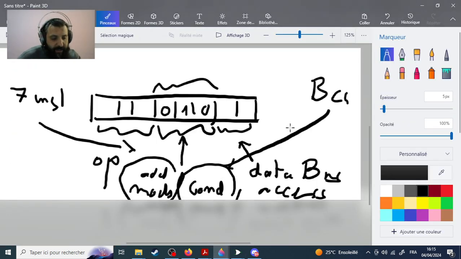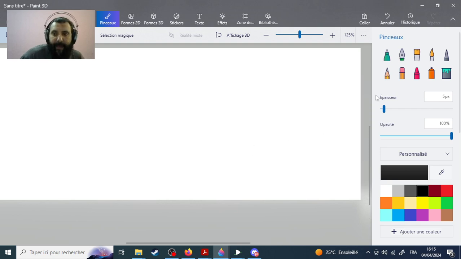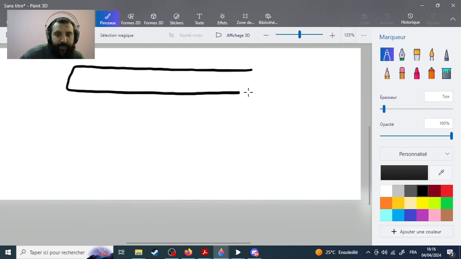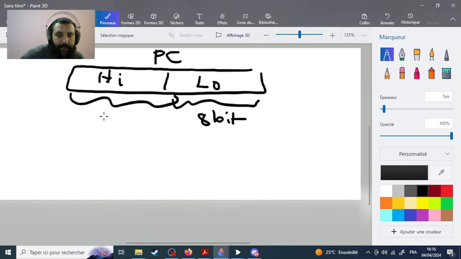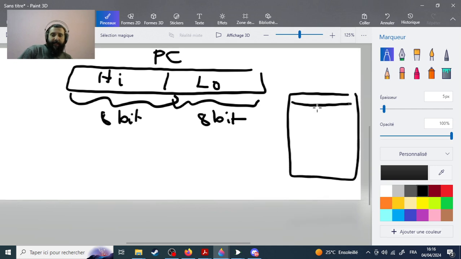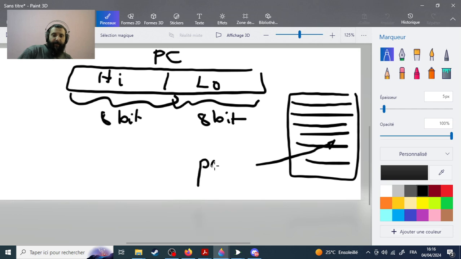The far jump is when you take a jump that is beyond the page. You have to remember that. We saw that last time. We have the PC. If you remember the PC, we have the low part and we have the high part. We have the 8 bits here and we have 8 bits here. This is the PC. And we talked about that. We said that the PC will divide the memory on pages, on many pages. And we explained that we call that the segmentation. Do you remember that?